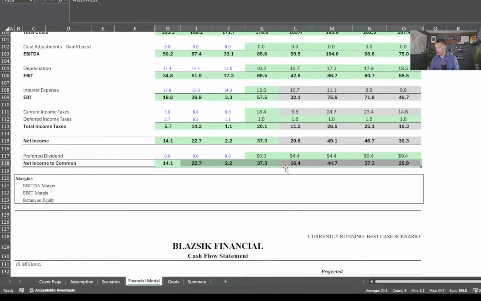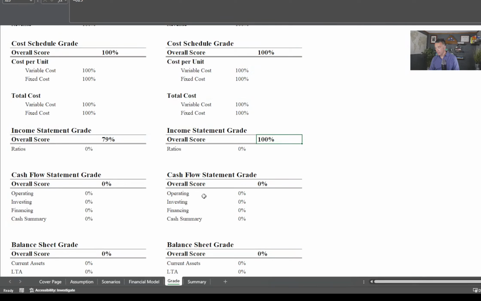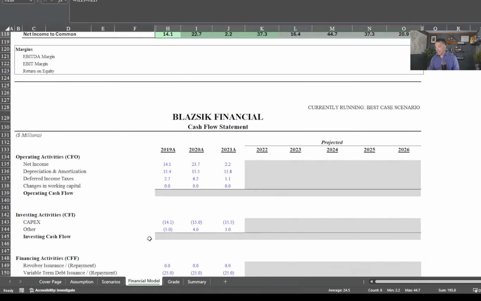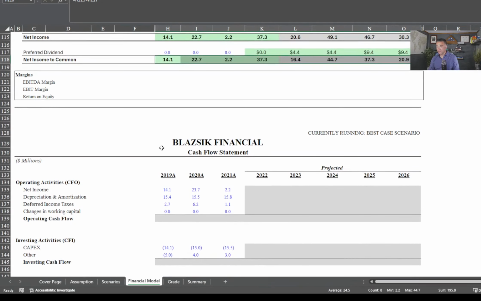So it did adjust some numbers. Right now, we're not all the way there. My income statement, I'm 100% complete. It's important to see, 100% complete. However, I have 79% of the income statement with correct numbers. Okay, next we've got the cash flow statement, and I will do the margins at the very end of this video.